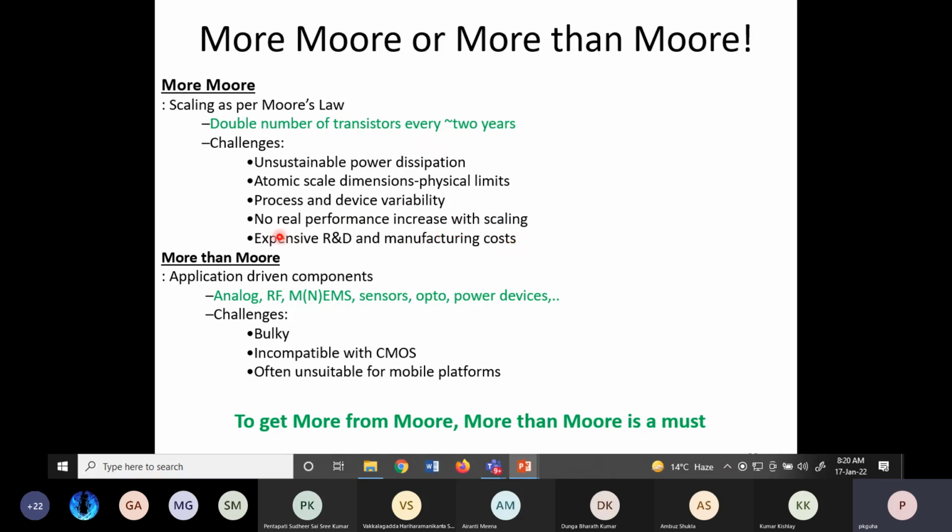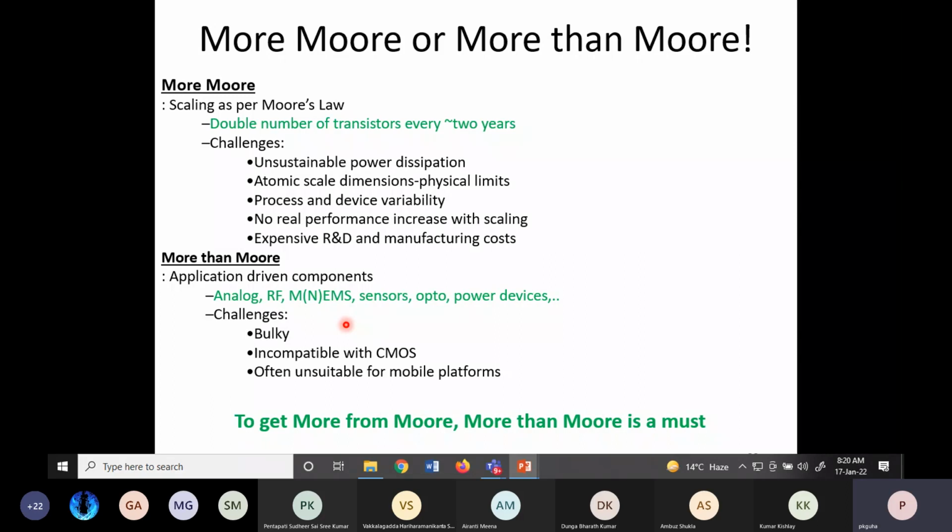So people are looking for More than Moore, where you not only have the advantage of reduction of transistor sizes, you also incorporate other functionalities. For example, you can use sensors, different kinds of sensors. Nowadays, electronic gadgets have many different kinds of sensors, right? You can use optical devices. You can accommodate power devices, RF, MEMS, and NEMS, okay, and so on and so forth.